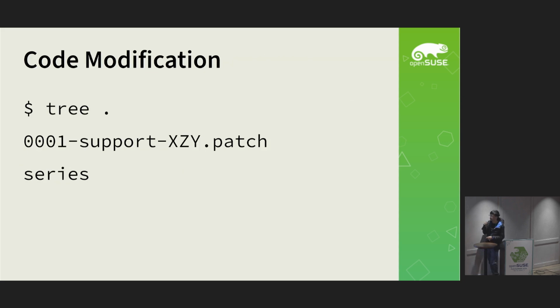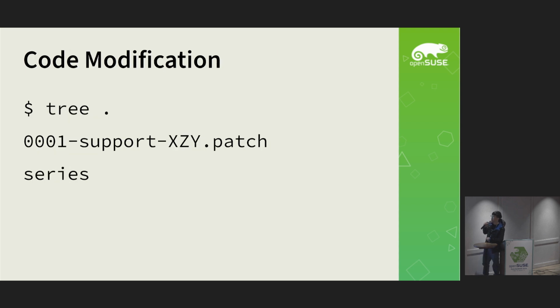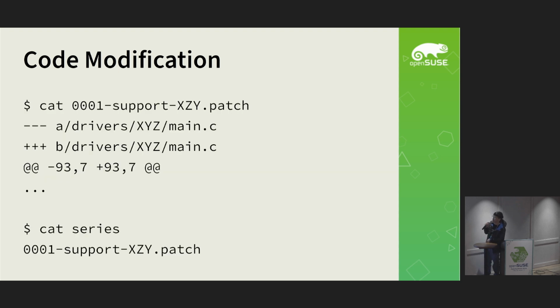And so a bit more into what the patches addon.tar.bz2 looks like. It's actually mostly just files. It'll have a series file which contains the name of the patches and also the patches themselves. So the patch will look something like this. The first upper part is an example of a patch. This is the diff format we use for patches. And the second is a series file that just contains the name of the patch.